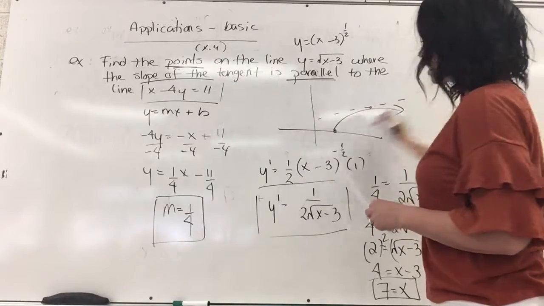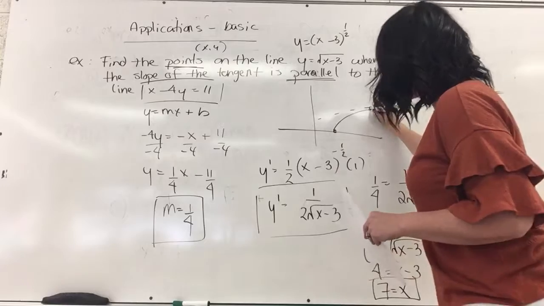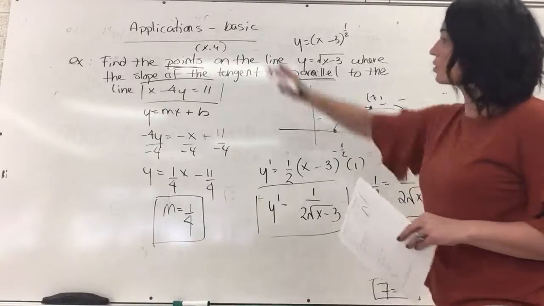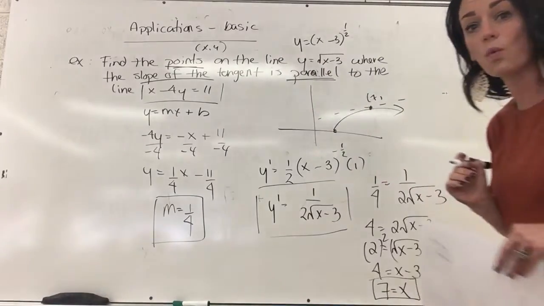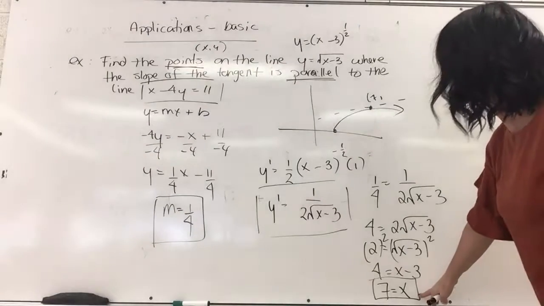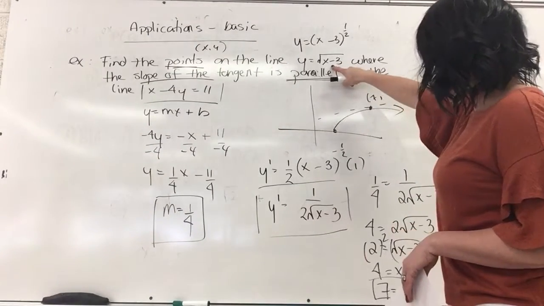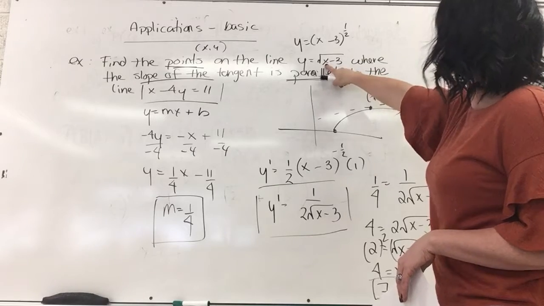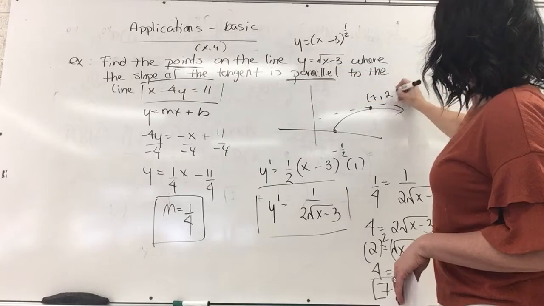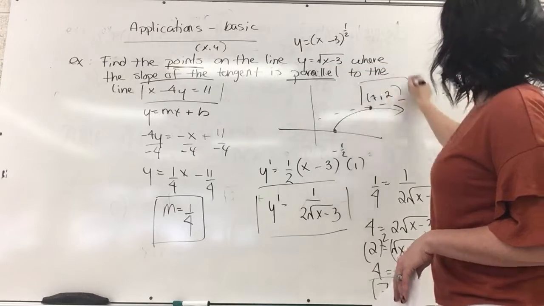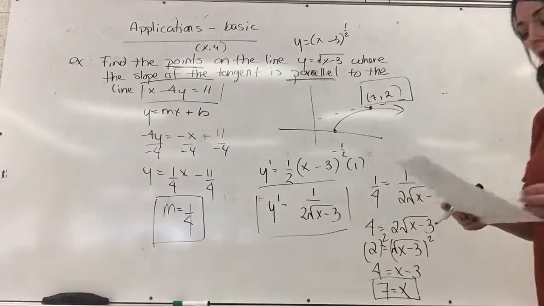So basically what it's saying is that wherever x equals 7, whatever tangent line I get, the slope of that line is going to be a quarter. And it's at the point where x equals 7, but the question asked me for the points, so I need to find the y value. To get the y value, I need to plug back in here. So 7 minus 3 is 4, and the square root of 4 is 2. So the answer to my question is 7, 2.